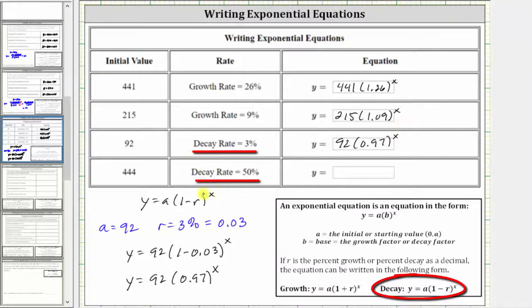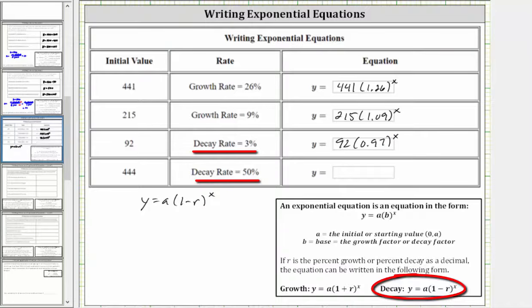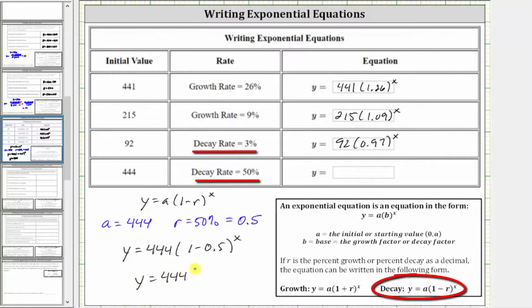In the last row, again, we have exponential decay. So we know the equation will be in this form here. The initial value is 444, which means a is equal to 444. The decay rate is 50%, so r is 50%, which as a decimal is 0.50, or just 0.5, which means the equation is y equals 444 times the quantity 1 minus 0.5 raised to the power of x. And simplifying, we have y equals 444 times 0.5 raised to the power of x.